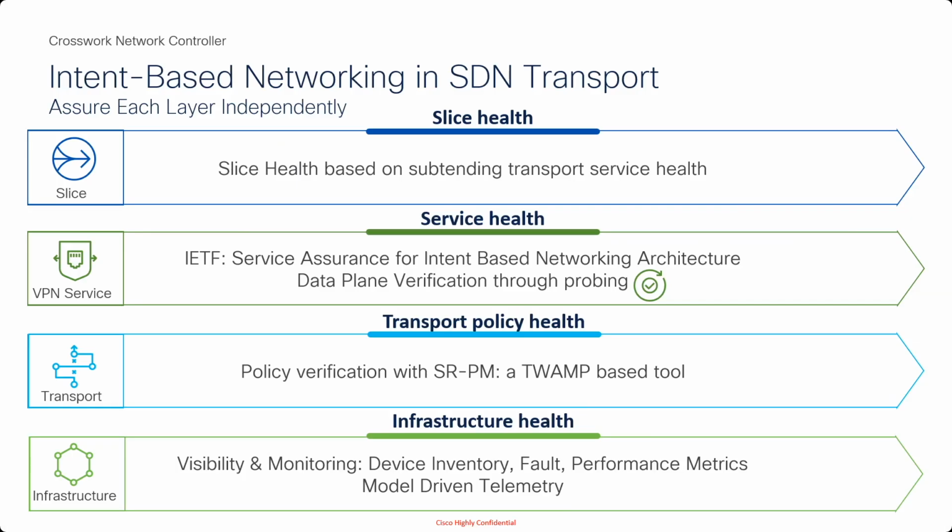Then we are using probing, embedded or external, to understand if the service is healthy or not. When the service is healthy, let's move a level down. If I have visibility of my transport path, I can monitor the transport path using SR-PM. SR-PM is an instrumentation that has been added on the XR, a TWAMP or simple TWAMP, STAMP-based or TWAMP Light standard that is leveraged at the SR level.